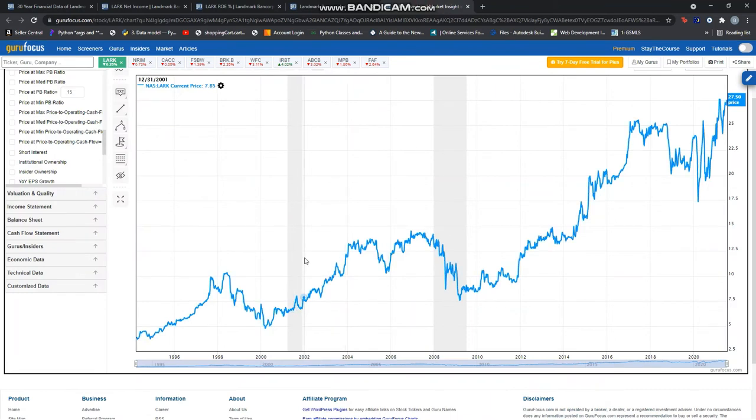Last but not least is the price. Now, for the past 24 years, the stock has had some bumpy rides, but nonetheless, it has continued to increase.